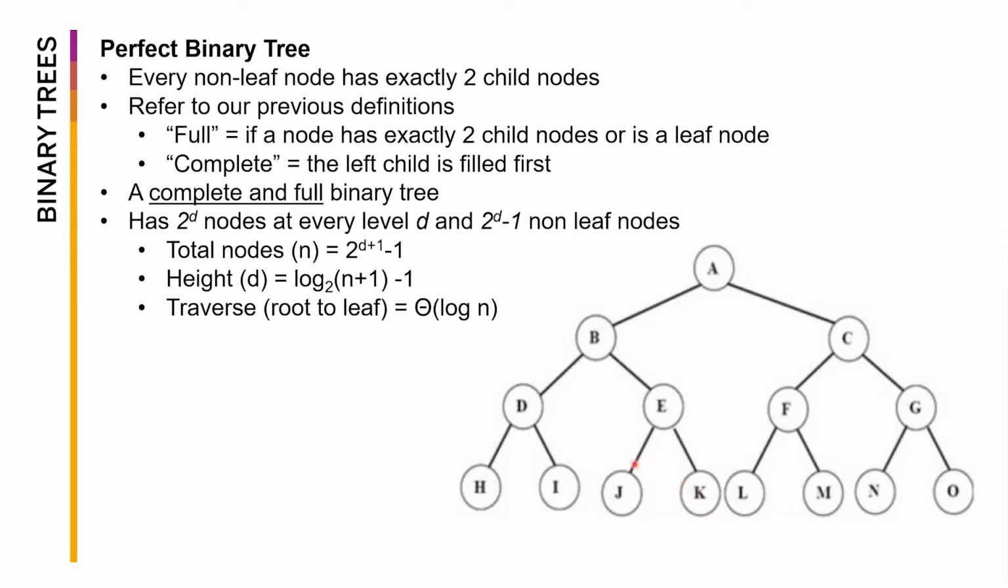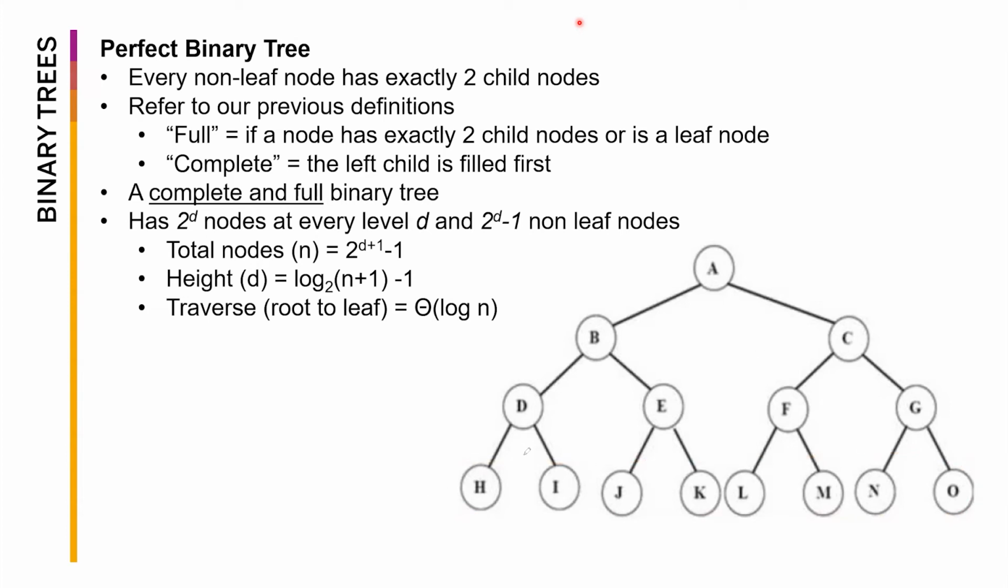Okay, so these non-leaf nodes, or internal nodes, have exactly 2 child nodes. There's one missing definition here, which is that all the leaf nodes are at the same level. As you can see here, H, I, J, K, L, M, and O nodes are all at level 0, 1, 2, 3. They are all at level 3. That is what we call a perfect binary tree.